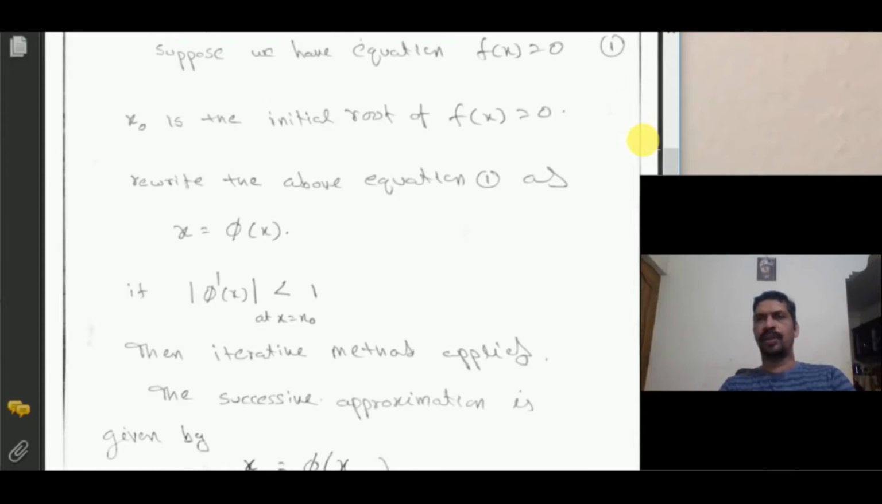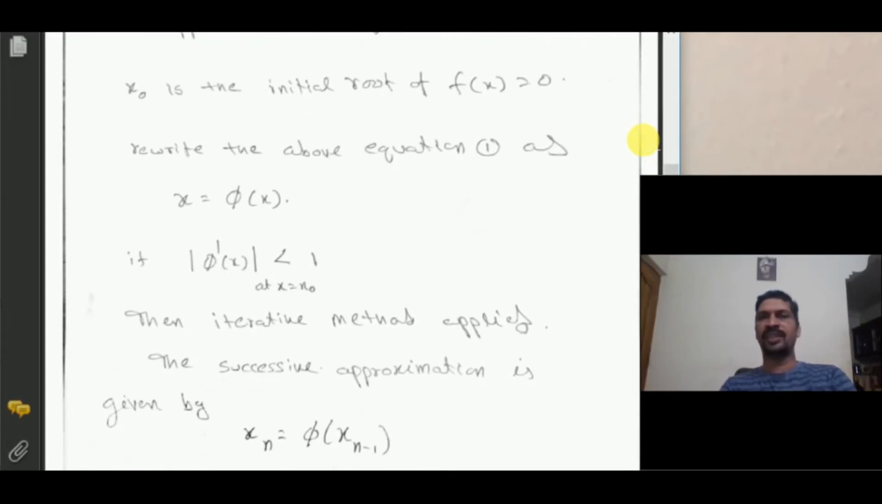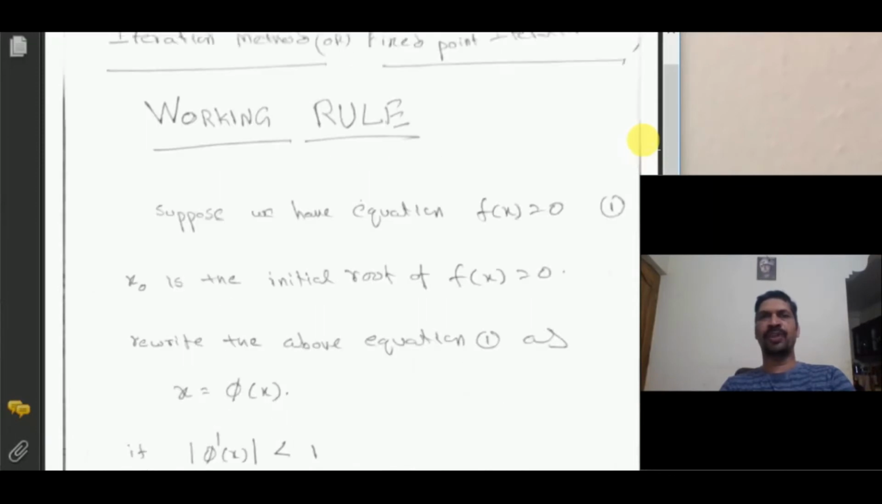Next, we will compute the derivative of phi of x, phi dash of x. If phi dash of x at x equal to x naught is less than 1, then the iterative method can be applied. The successive approximation is given by x n equal to phi of x n minus 1. This is the working rule for iteration method.